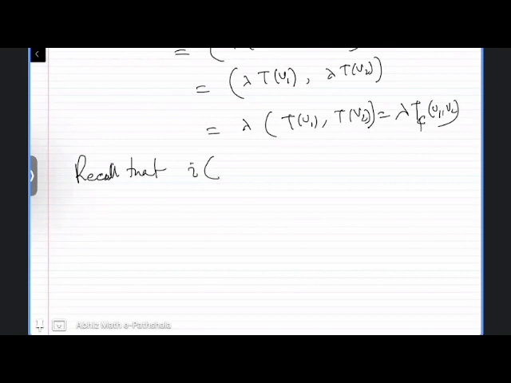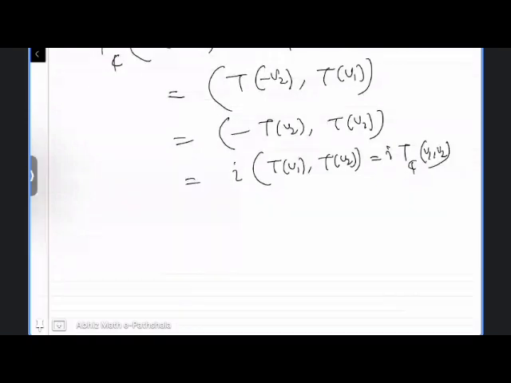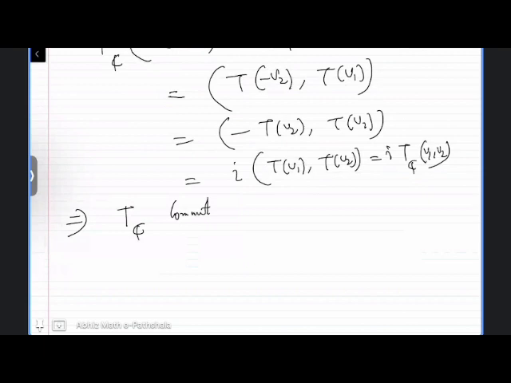that TC of I(V1, V2) is TC of (minus V2, V1). Therefore it is (T of minus V2, T of V1). Now since T is linear, it is (minus TV2, TV1). And again we are getting that it is I times (TV1, TV2), that is I times TC of (V1, V2). So that means TC commutes with the imaginary unit I.